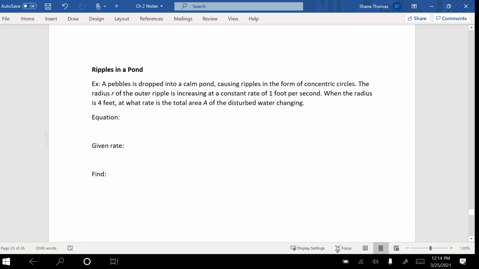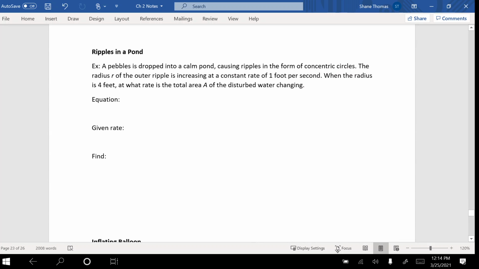All right, so the next one. This is a very common related rate problem. There's ripples in a pond. So a pebble is dropped into a calm pond, causing ripples to form in the form of concentric circles. The radius r of the outer ripple is increasing at a constant rate of 1 foot per second. When the radius is 4 feet, at what rate is the total area of the disturbed water changing?